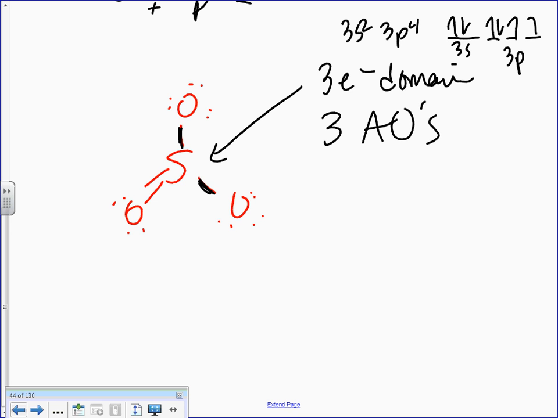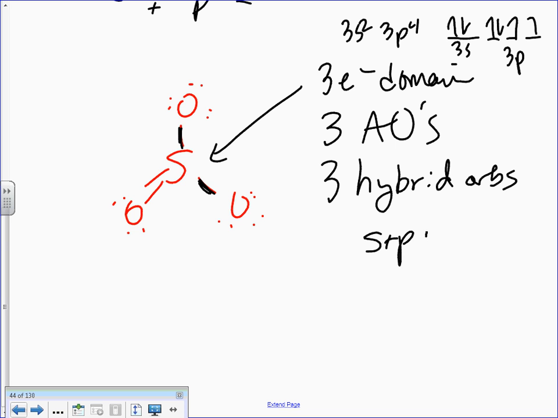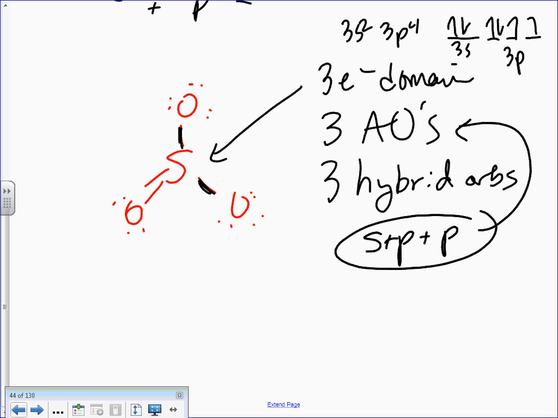Three electron domains come together with three atomic orbitals. They make three hybrid orbitals. Guess what types of orbitals come together to make them? An S, a P, and another P. Those are the three atomic orbitals. So what is that one going to be called? sp2. There are three sp2 orbitals on this model.